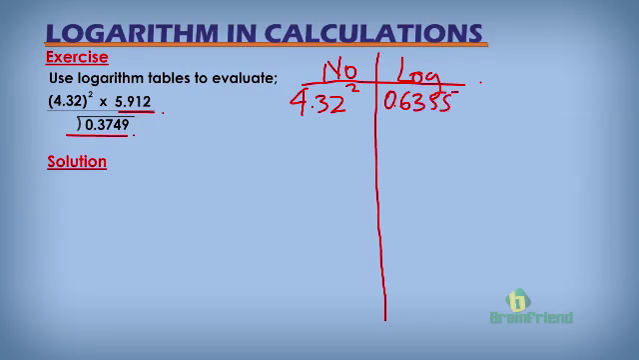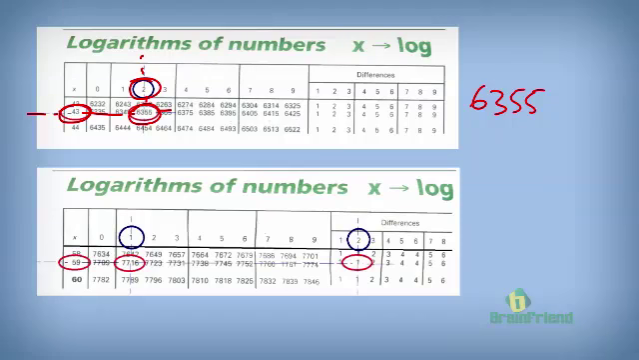So we have 0.6355. Remember, it is raised to power 2. By the laws of indices, we simply multiply this by 2. This, of course, would give us 1.2710. Next, we'll also find the logarithm of our second number here, which is 5.912. The integral part of our logarithm number would be 0. Next, we'll find 5912, which is our number string. We'll get the mantissa from the logarithm table.